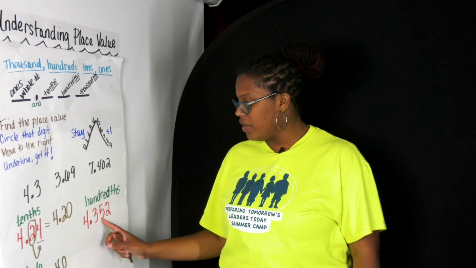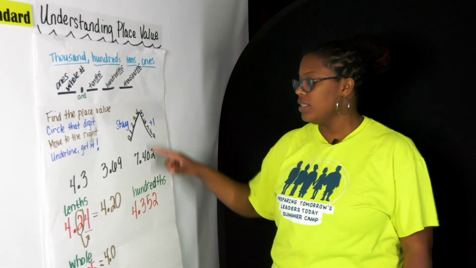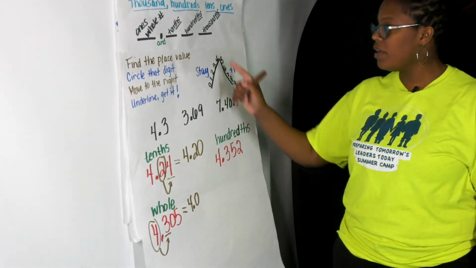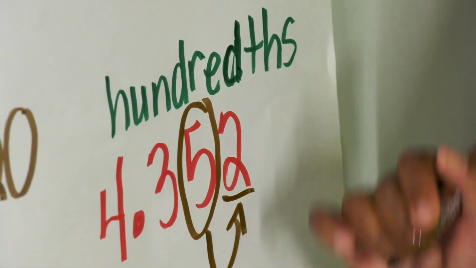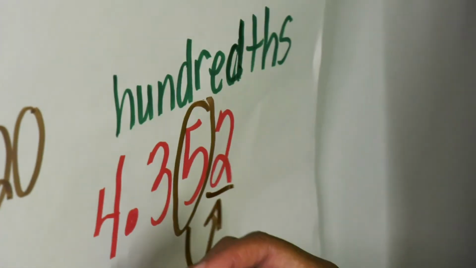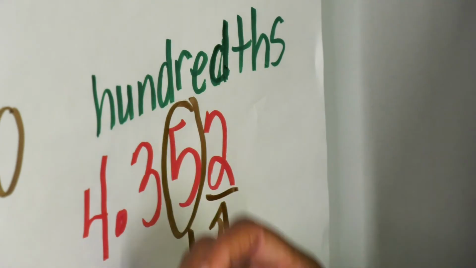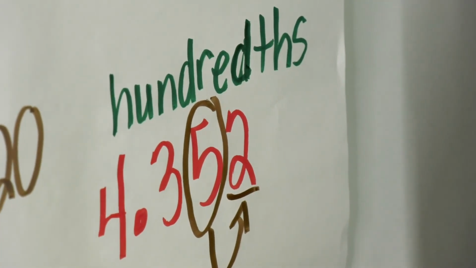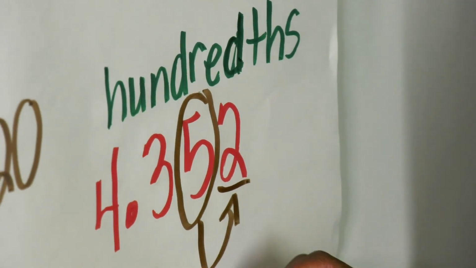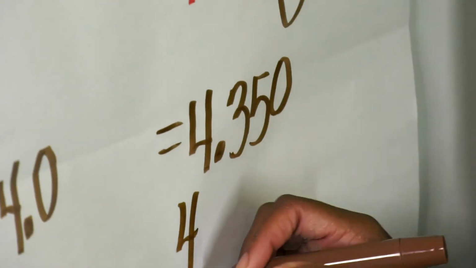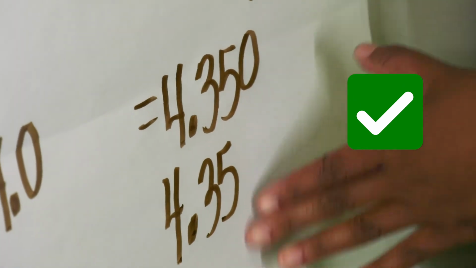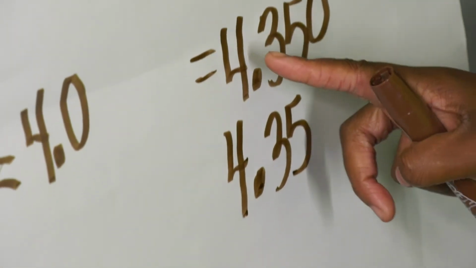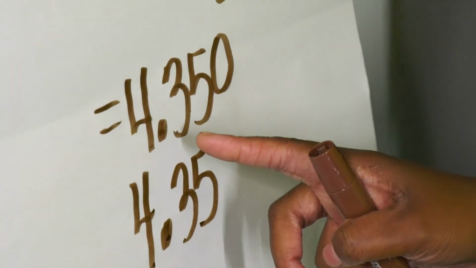When you round 4 and 352 thousandths to the nearest hundredths, find the place value. The place value is the hundredths, 2 places after the decimal. Circle that digit, move to the right, underline. The 2 tells you to stay the same. So 4 and 352 thousandths rounded to the nearest hundredths becomes 4 and 350 thousandths, or 4 and 35 hundredths. It's the same thing. The 0 has no value, remember. So this could be written as 4 and 350 thousandths or 4 and 35 hundredths.